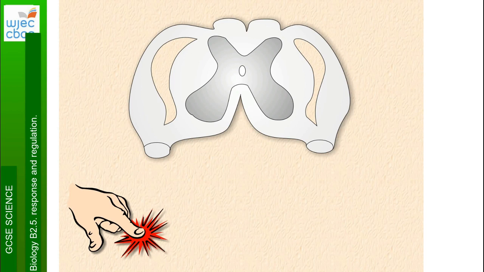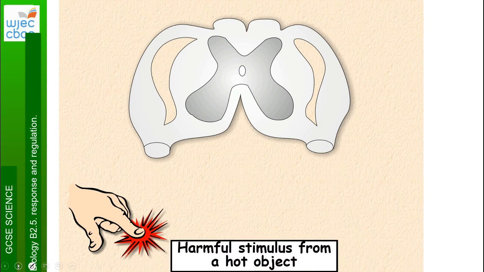Okay, so when we're thinking about a reflex arc, you need to be able to sequence the stages. So thinking about what is happening at each stage. Our first stage, when we're writing about a reflex arc, would always be to identify the stimulus. So that would be what causes the response. So if we add this label on first, number 1, harmful stimulus from a hot object. So in this situation, someone's put their finger on something hot.